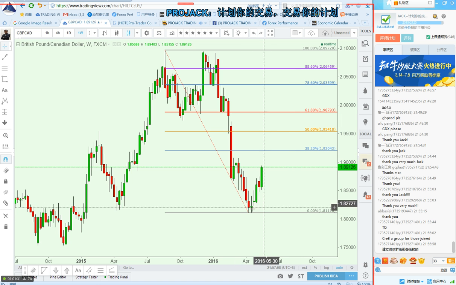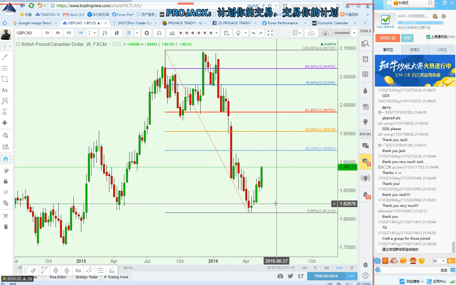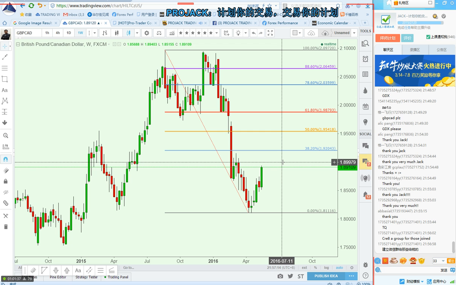Okay, think of this sterling CAD trade. If you bought at 1.83, now it's 1.89, you already win 600 pips. And if you trade one lot, it's 6,000 profit.